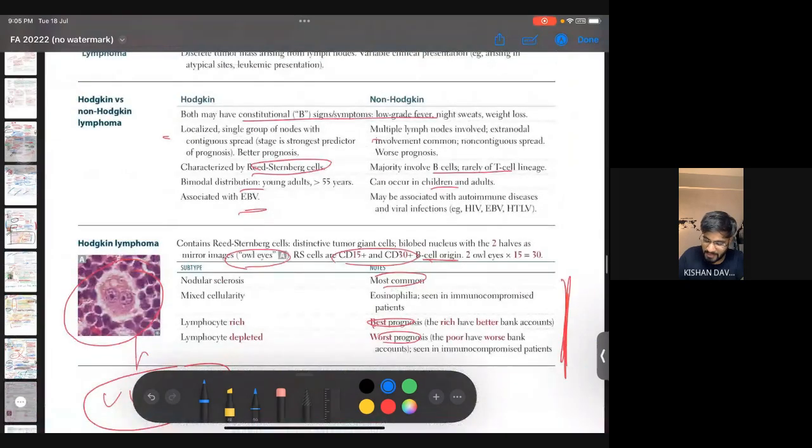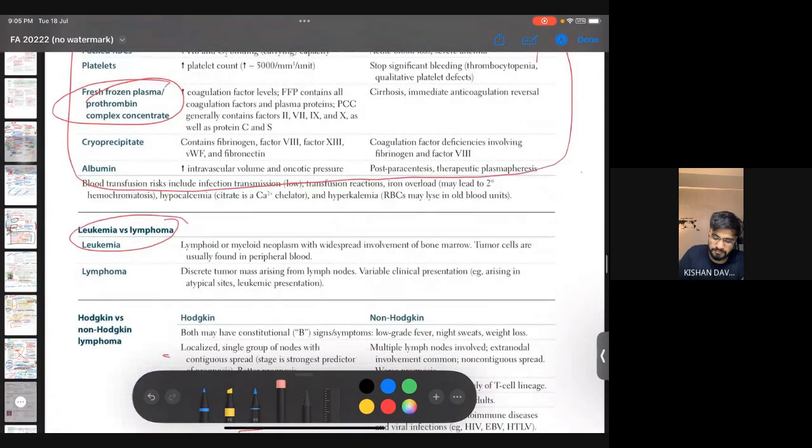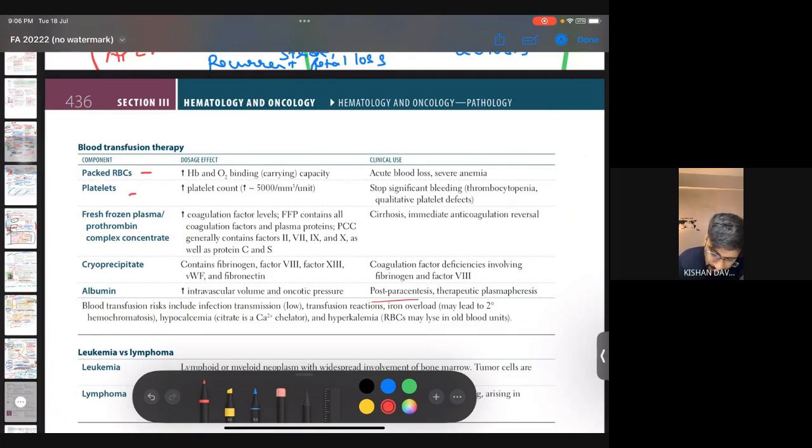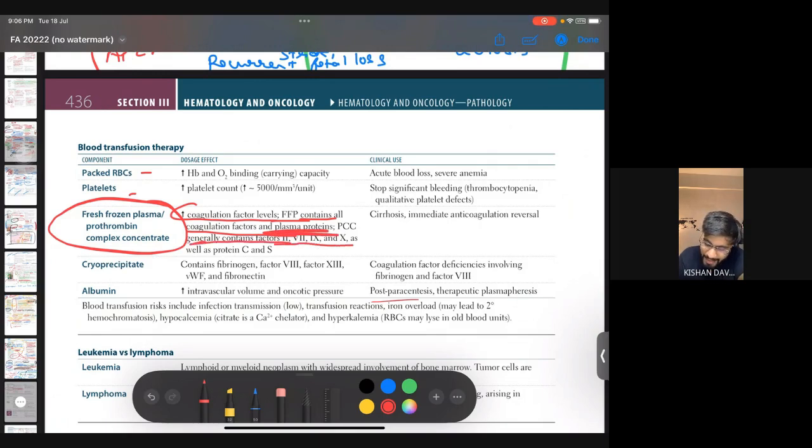This is about the treatment that they have asked, but in the exam they never focus on this stuff. This upper one. So let's just see what is important in blood transfusion therapy. Packed RBCs, not needed. Platelets, not needed. Fresh frozen plasma and prothrombin complex concentrate increase coagulation factor levels. FFP contains all coagulation factors and plasma proteins, but PCC contains generally 2, 7, 9, 10 as well as C and S, the ones activated by vitamin K.